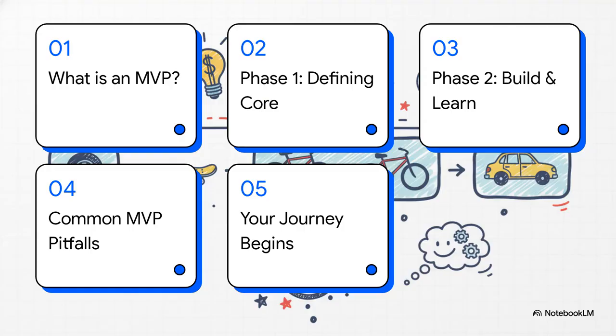So here's what we're going to cover. First, we'll really nail down what an MVP is. Then we'll walk through two critical phases: defining the core and then the build and learn loop. After that, we'll look at some common pitfalls to avoid, and then we'll wrap up so you can get your own journey started on the right foot.